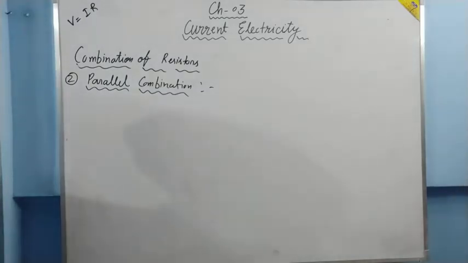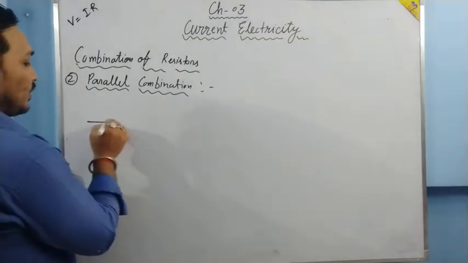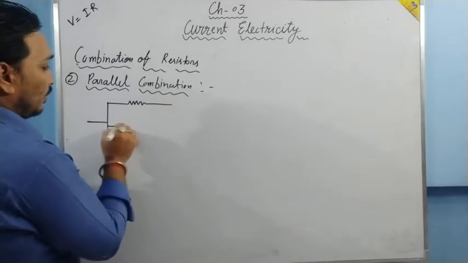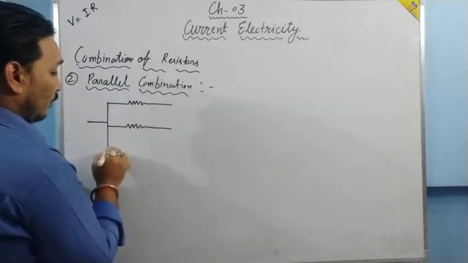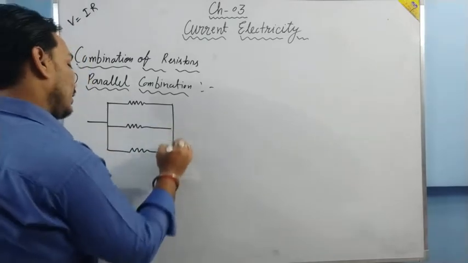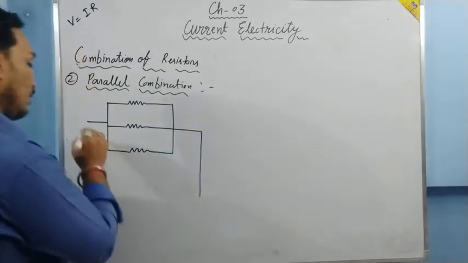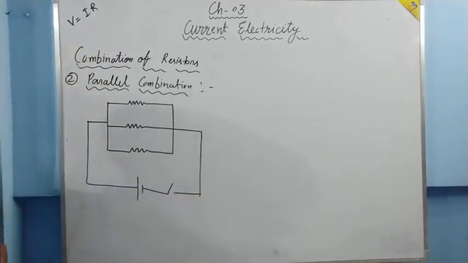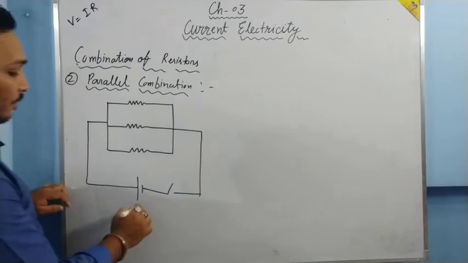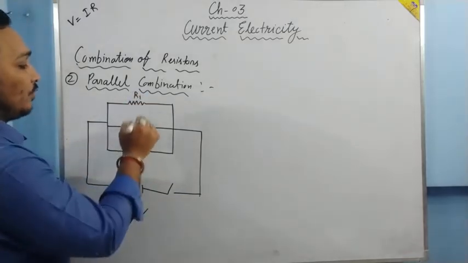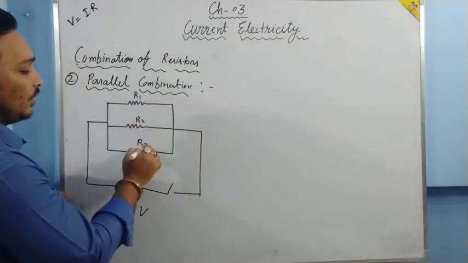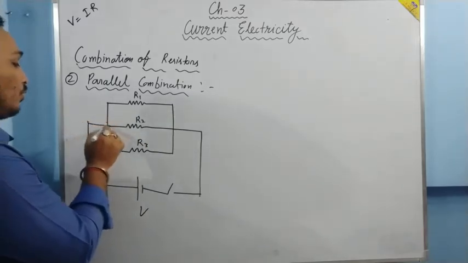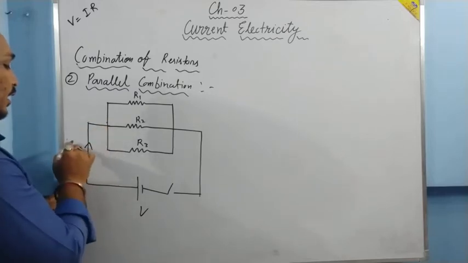Just see. Now the resistances are connected like this, with a cell and a key. The cell is of voltage V. Suppose this resistance is R1, this is R2, this is R3. Now the total current which is flowing through the circuit, let that current be I.